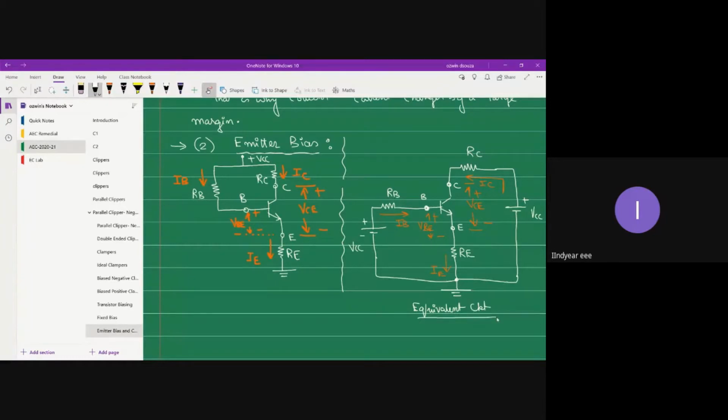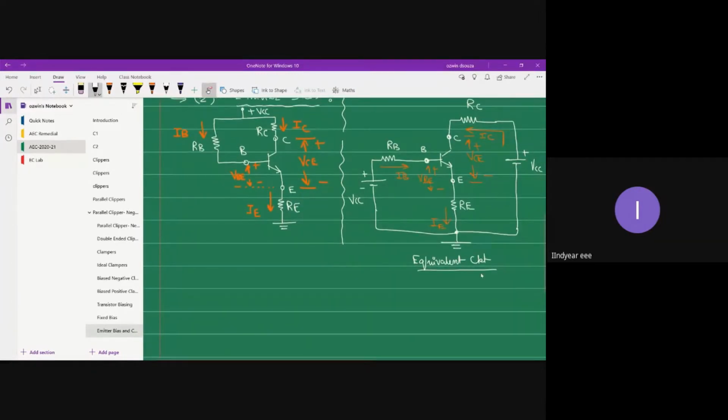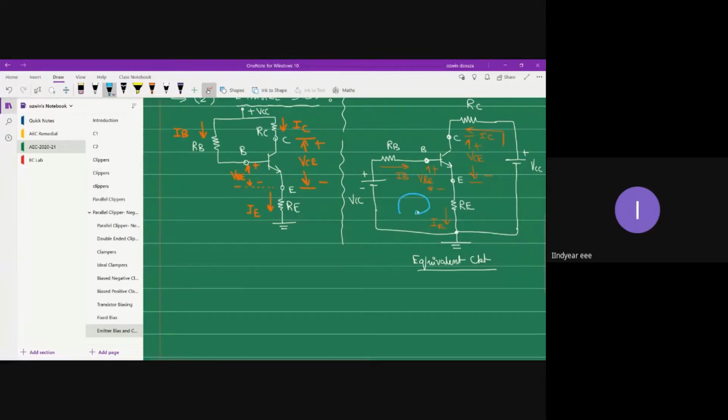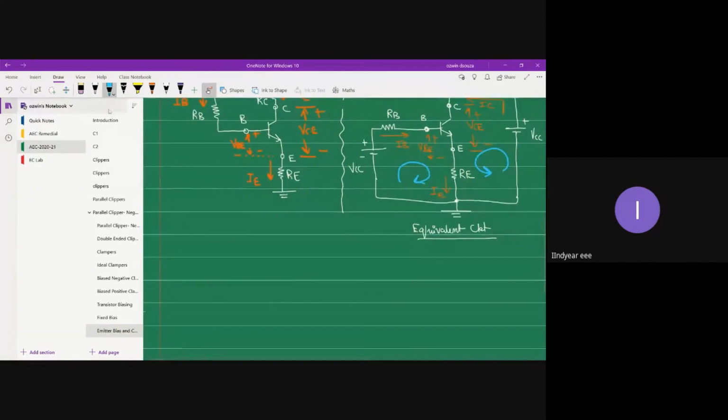If you compare the emitter bias equivalent circuit with the fixed bias equivalent circuit, the only change you can observe is the presence of RE. That's all. Now let's see how this RE is helping us in improving the stability of the biasing circuit. So next, we can apply KVL. Let's apply KVL in clockwise direction for the input circuit, and in the output circuit, let me apply KVL in the anti-clockwise direction. This is how I apply KVL.